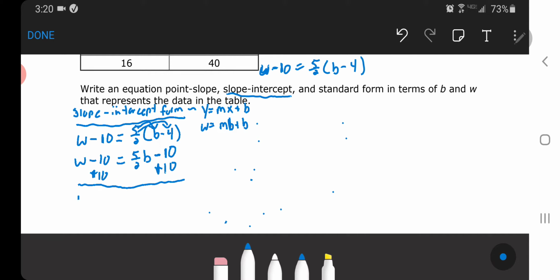Well, bring that w down, didn't mess with them. Negative 10 plus 10, of course, is 0, so those just kill each other. Bring that 5 over 2b down, didn't mess with them. And negative 10 plus 10, well, once again, let's kill each other, so we get plus 0.